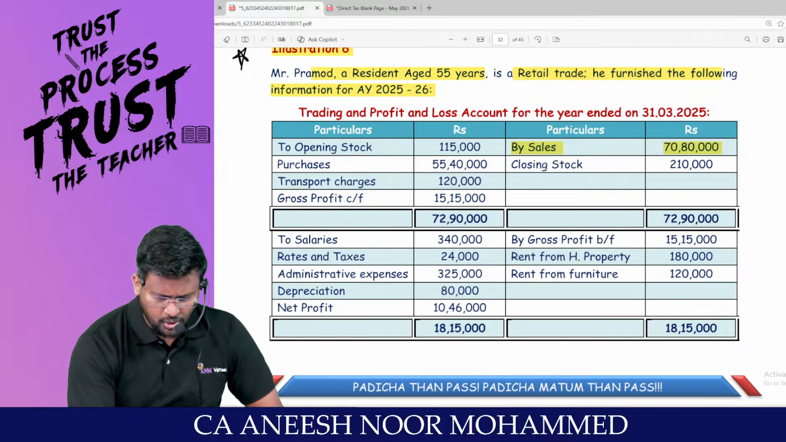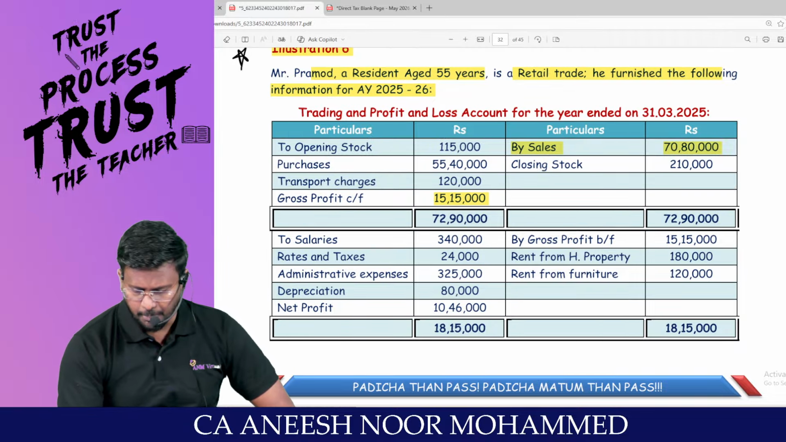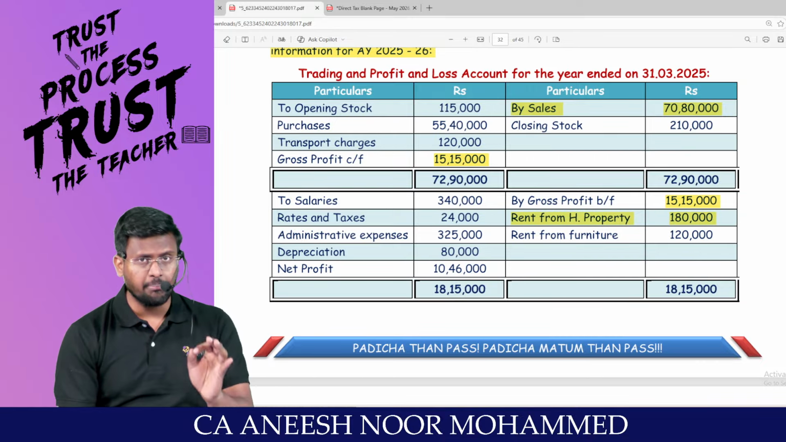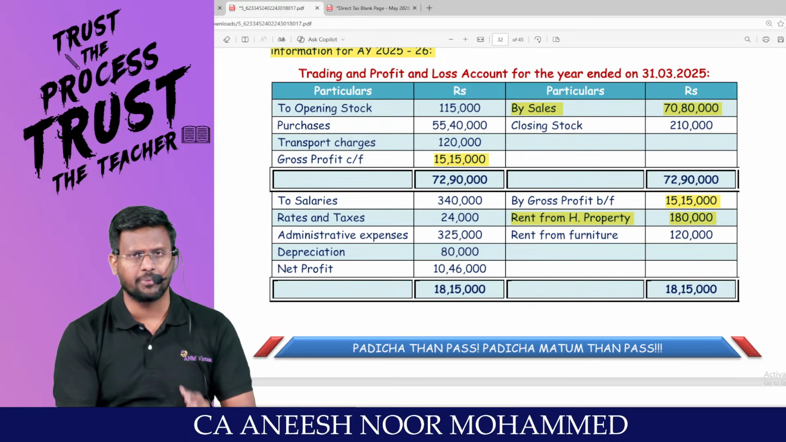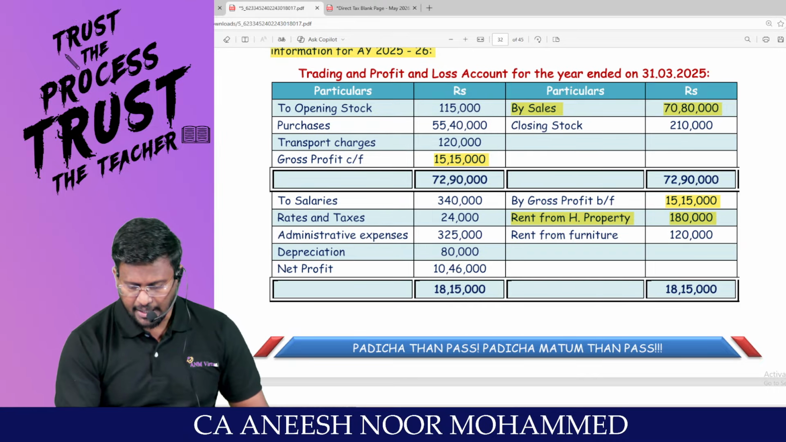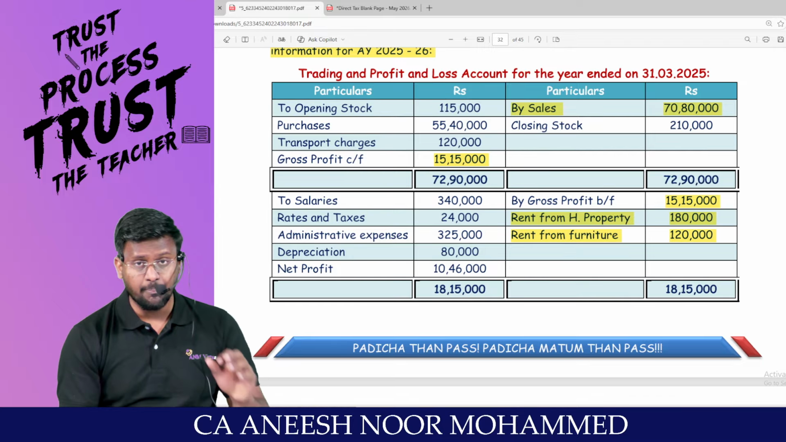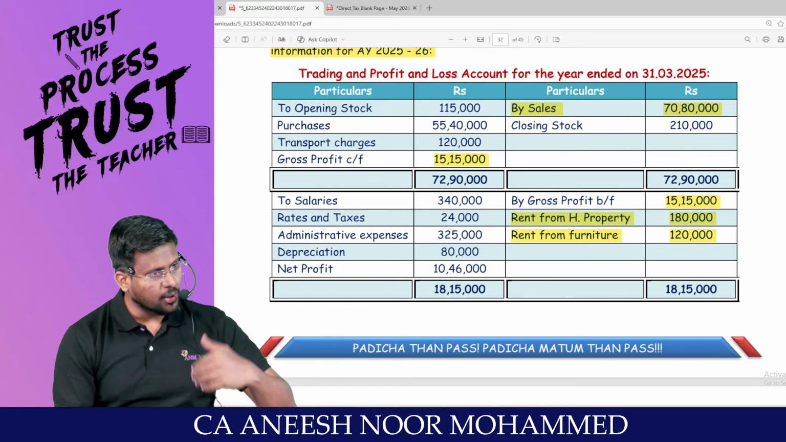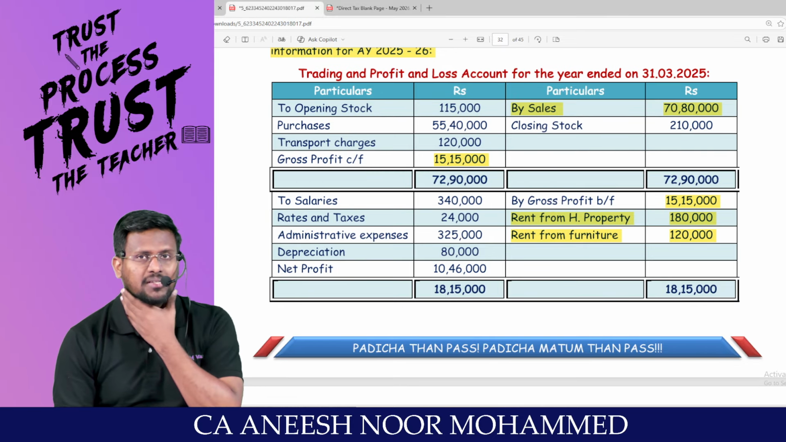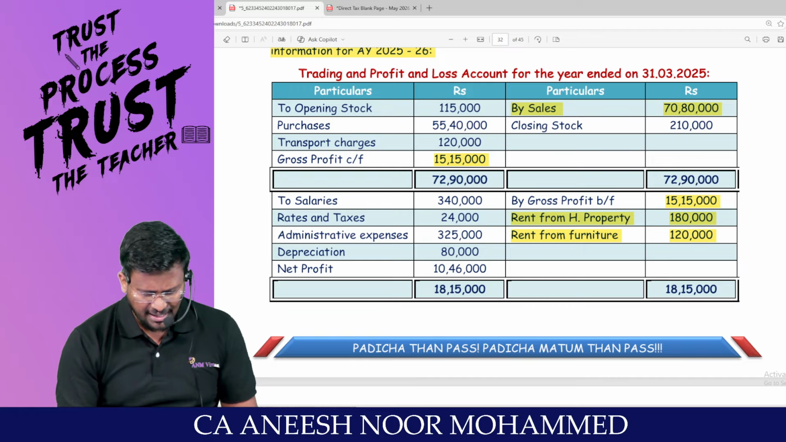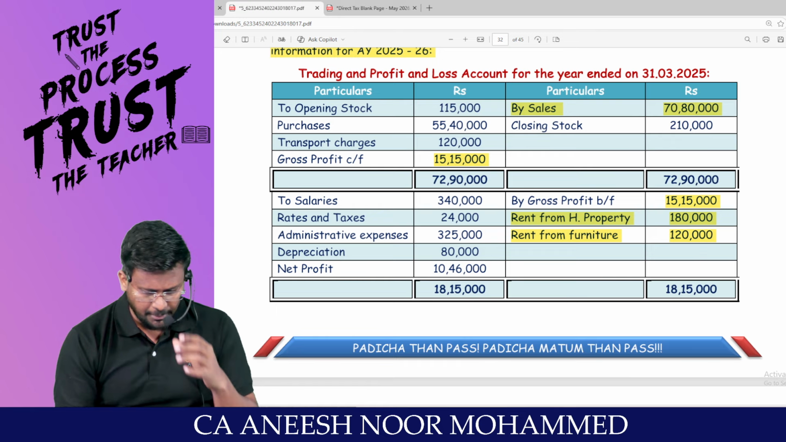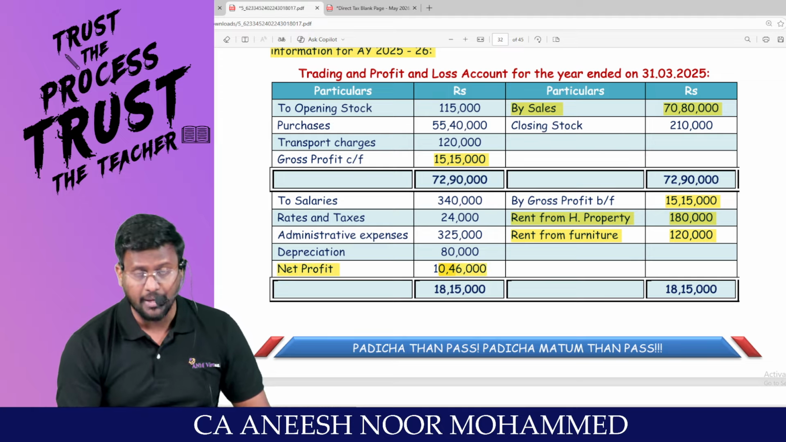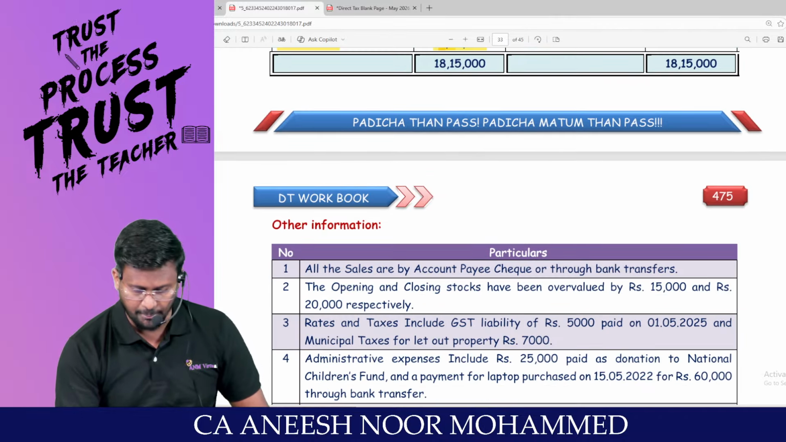Closing stock given, opening stock given, purchase given, transport charges given, GP given. Rent from house property is an impurity for PGBP; it should be deducted from PGBP and included in IFHP. Rent from furniture is an impurity for PGBP, it's an IFOS income, because by letting out furniture, if you are having a rent, that should be taxable under IFOS. Salary given, rates and taxes given, administration expense given, depreciation given, net profit given. That net profit will be having impurities. We have to remove those impurities.